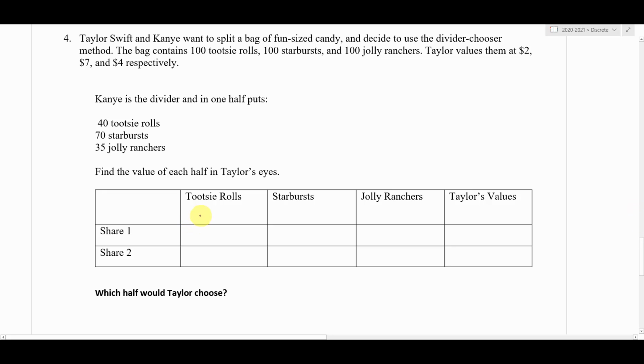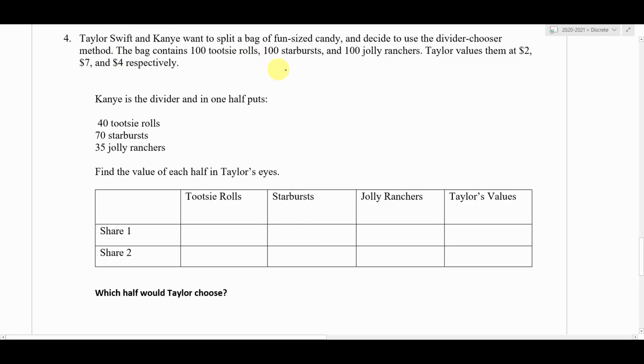All right, in problem number 4, we are using the divider chooser method with Taylor Swift and Kanye, and they're going to split a bag of fun-sized candy, and they are deciding to use the divider chooser method to split it up. The bag contains 100 Tootsie Rolls, 100 Starbursts, and 100 Jolly Ranchers. Taylor's values are $2, $7, and $4 respectively, so all 100 Tootsie Rolls are worth $2, all 100 Starbursts are worth $7, and all 100 Jolly Ranchers are worth $4.